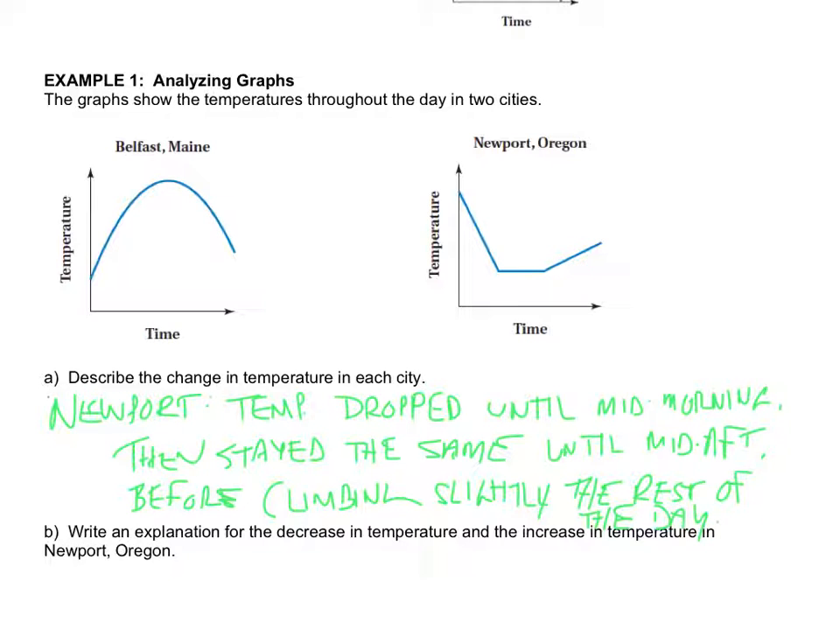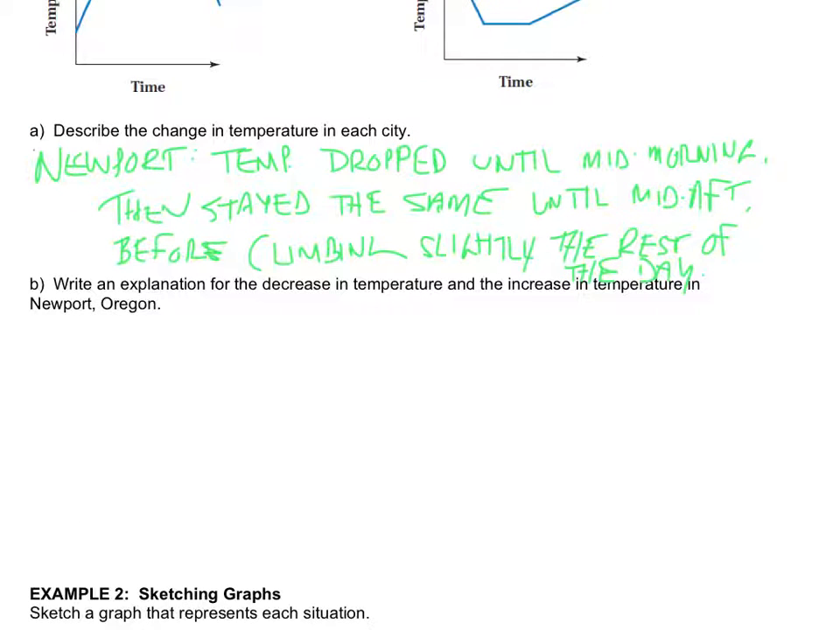Now I didn't put anything more detail on this one about how it ended up cooler at the end of the day than the beginning, which you could have. You could have said that it dropped significantly and quickly in that first bit to show the difference between this one. But again, those are just two ways you could have described this, for those two different cities. So then to write an explanation for the decrease in temperature and the increase in temperature for Newport, this is where I was saying you could have been a little more specific.